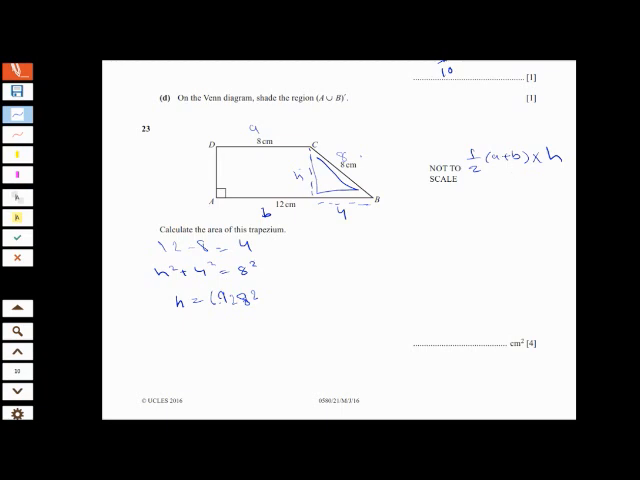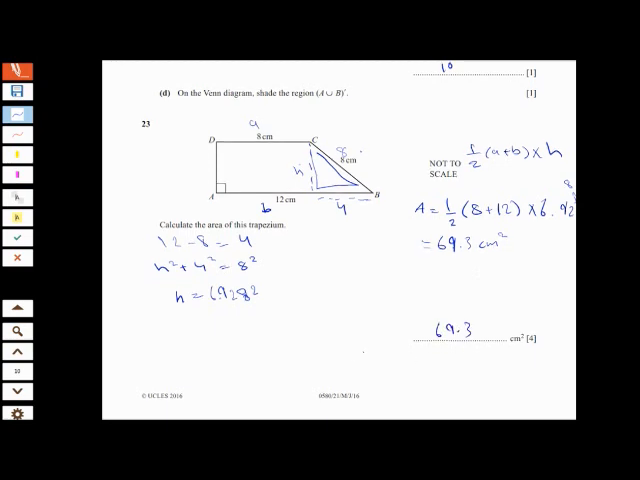Okay, now you know H. That means the equation here is complete. Half A is 8 plus 12 times H, which is 6.928. That would equal 69.3 centimeter squared. That's the answer.